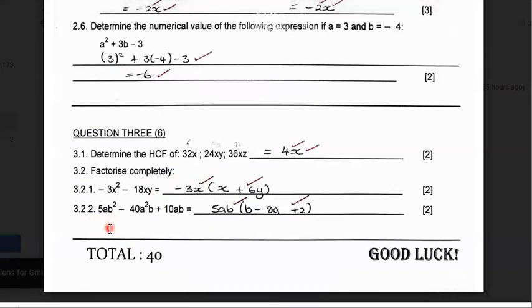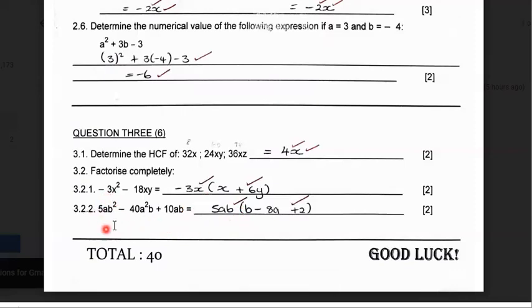Question 3.2.2. You've got 5ab squared minus 40a squared b plus 10ab. So you're noticing that the ab is occurring in each of the terms. Looking at 5, your highest common factor is 5 because it goes into 5 one time, goes into 40 eight times, and goes into 10 two times. So you pull out 5ab as your highest common factor.